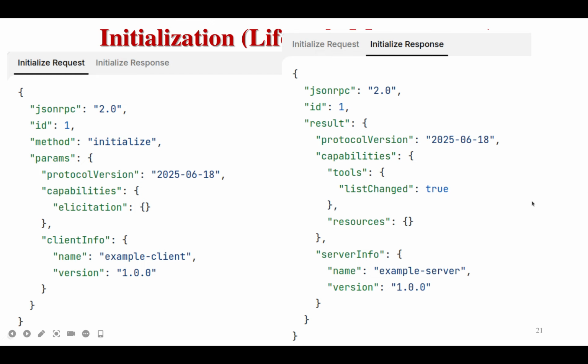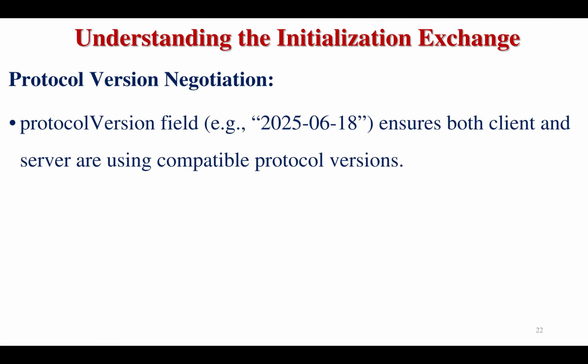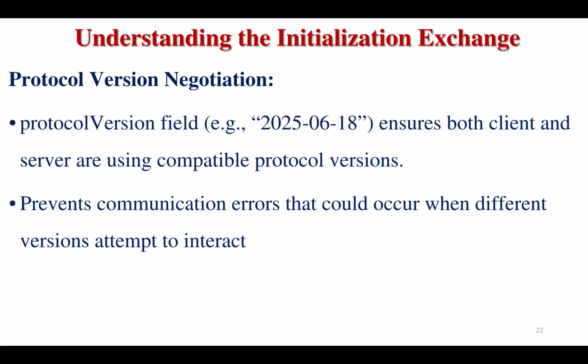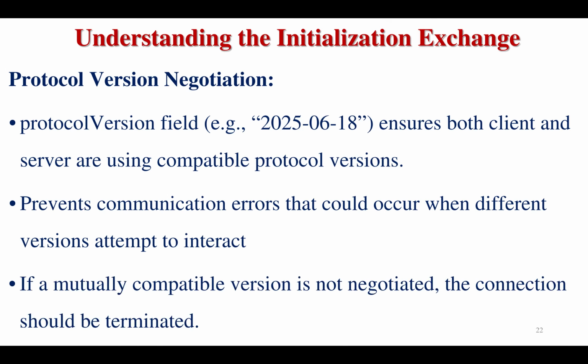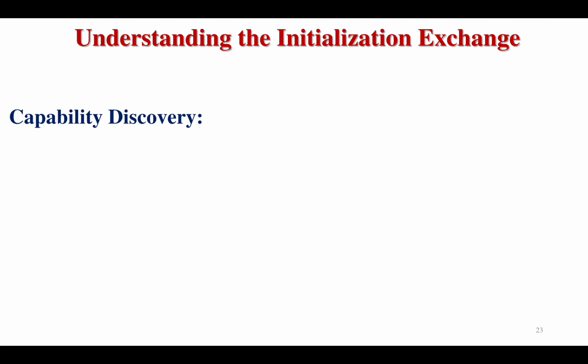And resources, it is having resources as well and it is giving its own information, what is the name and the version, right? As we discussed, this protocol version field is very important. It prevents communication errors, right? When we are having MCP, there can be multiple versions also running. So those versions matching happens by this particular protocol version, and a mutually compatible version is negotiated, and otherwise the connection will be terminated. If the version is different, then the connection is not going to be established, right?